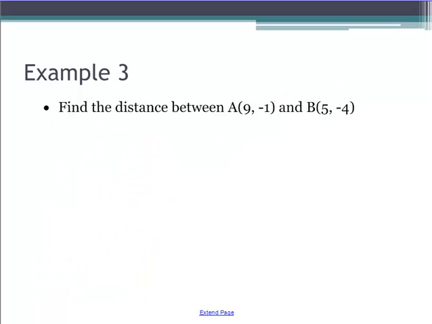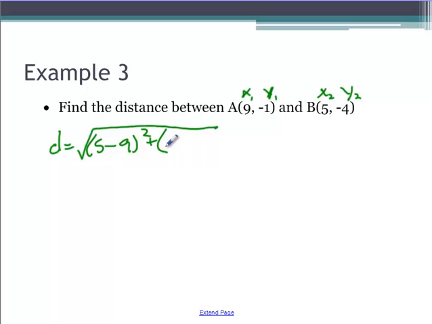So now let's look at another one. Find the distance between these 2 points. We could use distance formula again. Label them x1, y1, x2, y2. 5 minus 9 squared plus negative 4 minus negative 1 squared.